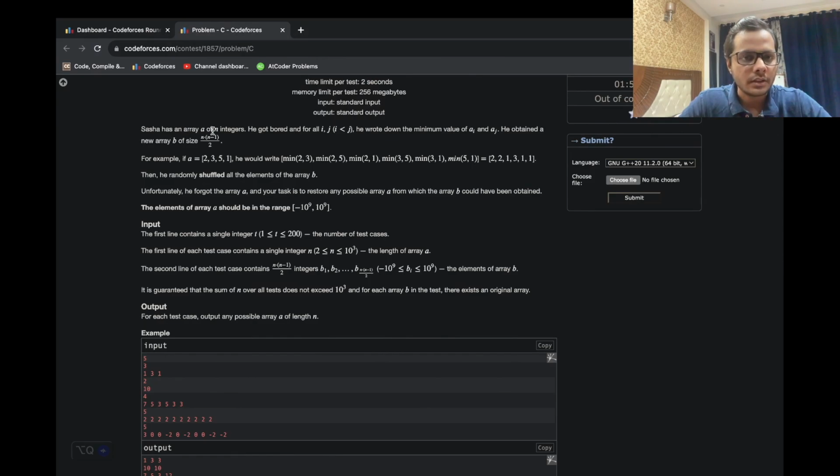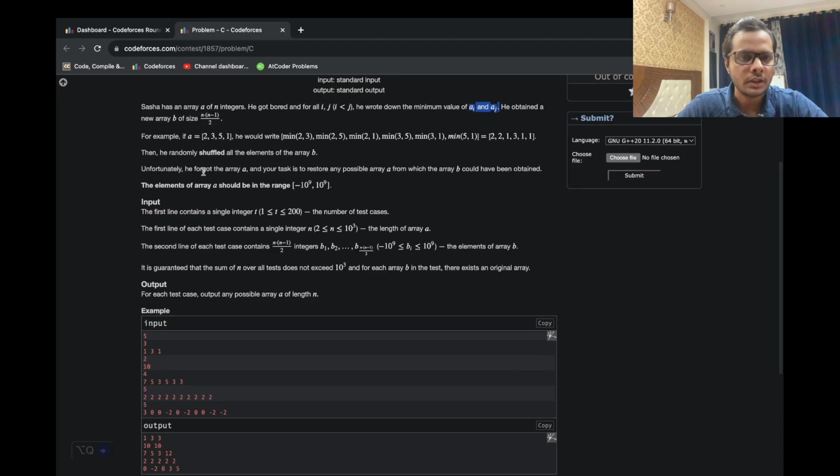Anyways, so Sasha has an array of n integers. He got bored, and for all i ≠ j, he wrote down the minimum value of a_i and a_j. He obtained a new array b of size n choose 2. Okay. Then he randomly shuffled all the elements of the array b. Unfortunately, he forgot the array a, and your task is to restore a possible array a for which the array b could have been obtained.